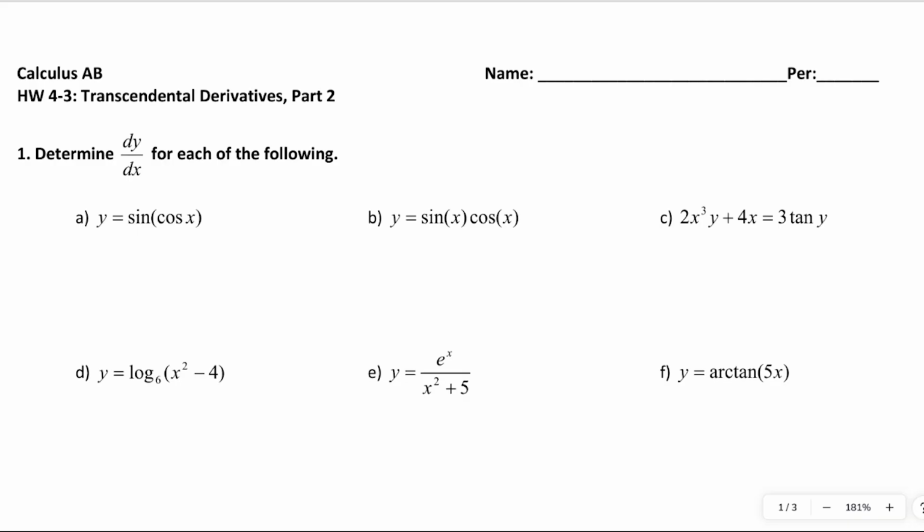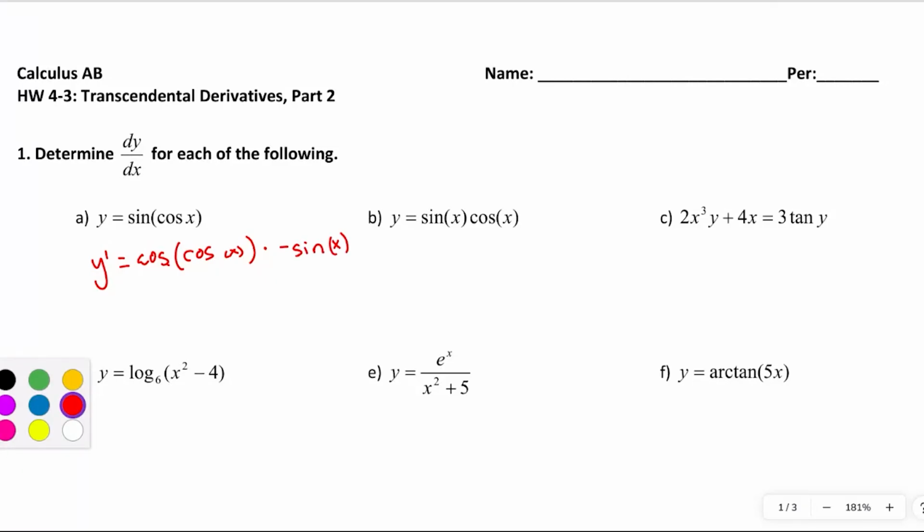So number one says determine the derivative for each of the following. And we're going to start off here with some chain rule. So y prime is going to be the derivative of sine, which is cosine. So we're going to have cosine of cosine x times the derivative of cosine x, which is negative sine x.